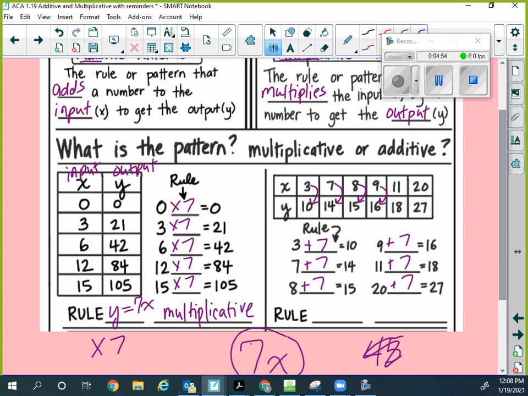Okay. So then for your rule, we're not going to just write plus 7. What would you write? y equals 7 plus what? X, okay? And I would actually put x plus 7, just because we usually put our variable first. Okay? And then is this multiplicative or additive? And how do you know? Because we add. Any questions so far?